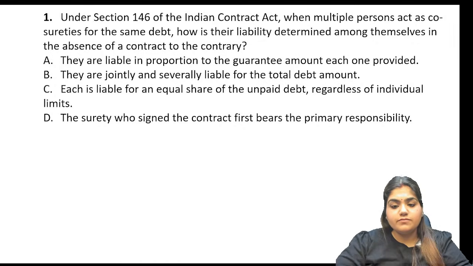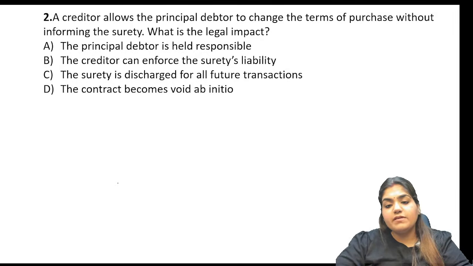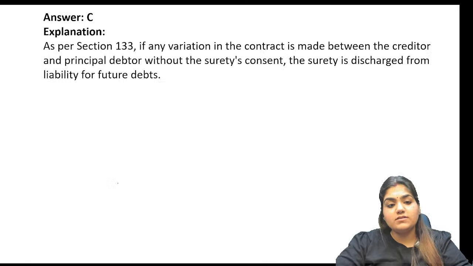C is the correct answer. Question number 2. Creditor allows the principal debtor to change the terms of the purchase without informing the surety. This will eliminate the surety's duty. The surety will get discharged. C is the correct answer.